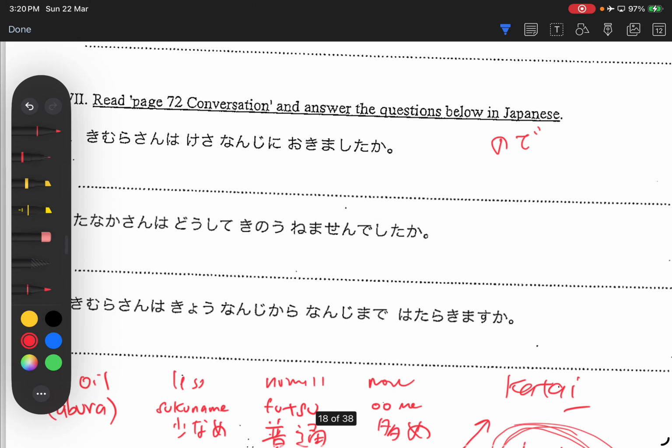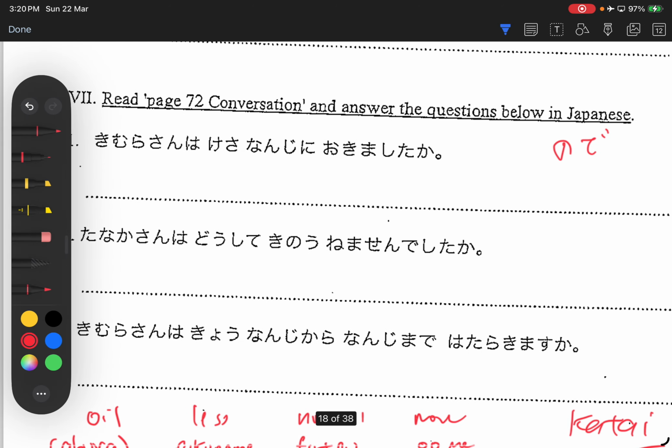Moving on to the next one, we have the next passage number 2, which is about the one where he worked overnight. So Kimura-san wa kesa nanji ni okimashita ka? 木村さん5時半に起きました。 Thank you. So if you look at the passage, the second line, he replied to Tanaka's question, 5時半に起きました. So you just copy the entire conversation and paste it here.